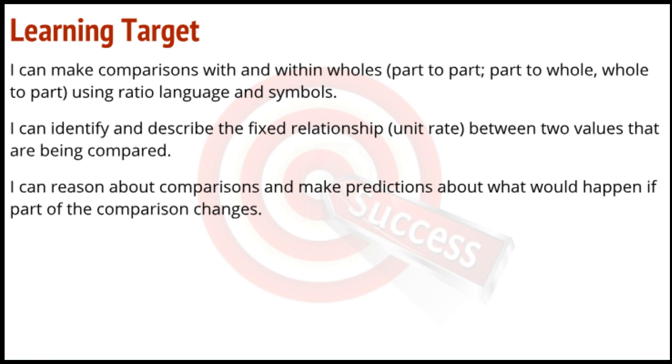All right, learning targets. We are, of course, going to be writing ratios. This first learning target, making comparisons with and within wholes, part to part to whole to part, using ratio language and symbols. And, of course, we're doing equivalent ratios, which means we are on the third learning target here. Reason about comparisons, make predictions about what would happen if part of the comparison changes. Double number lines are a great way to start identifying and describing fixed relationships, these unit rates between two values that are being compared. So we're slowly marching into unit rate as we work through these lessons.